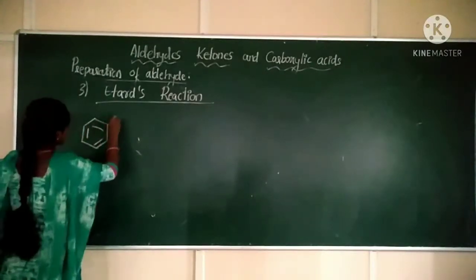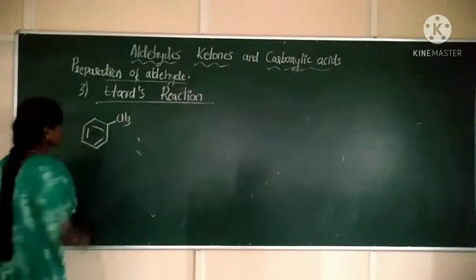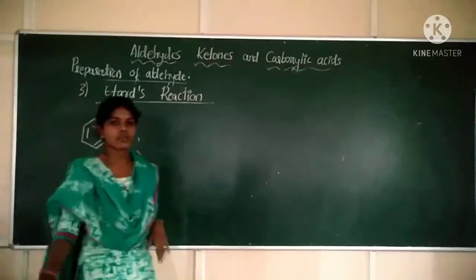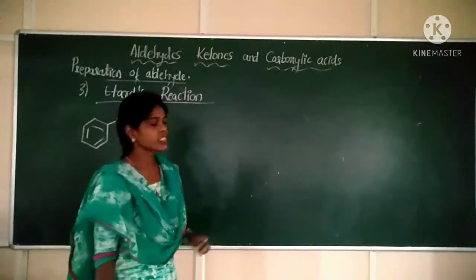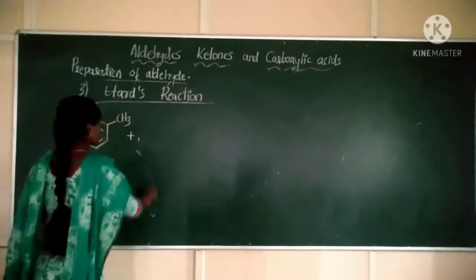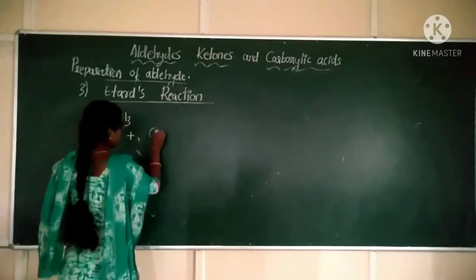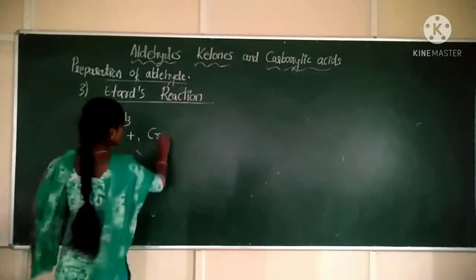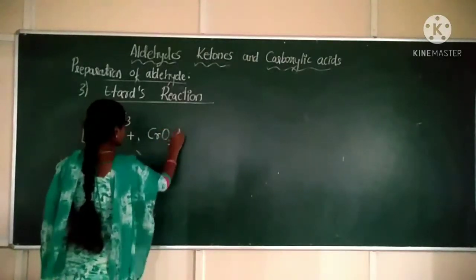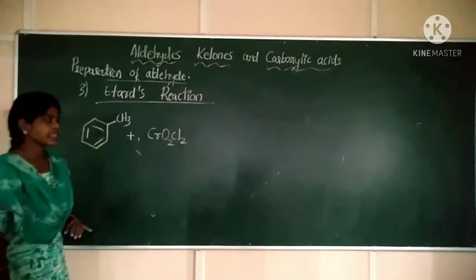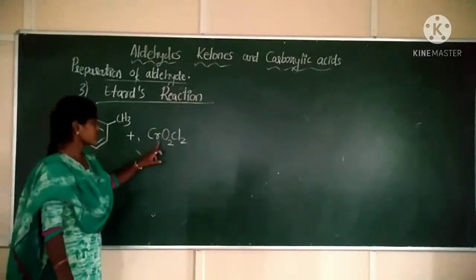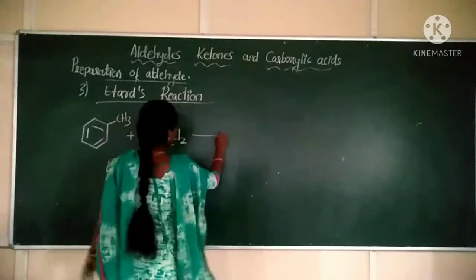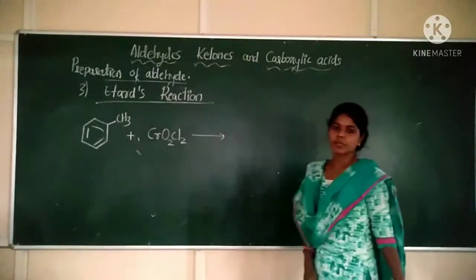Take toluene. So this is CH3. Toluene, correct? Toluene reacts with chromyl chloride. Etard reagent is chromyl chloride. Chromyl chloride formula is Cr, that is chromium, CrO2Cl2. Are you getting? Toluene reacts with chromyl chloride. Okay. Now, first it will form a chromium complex.